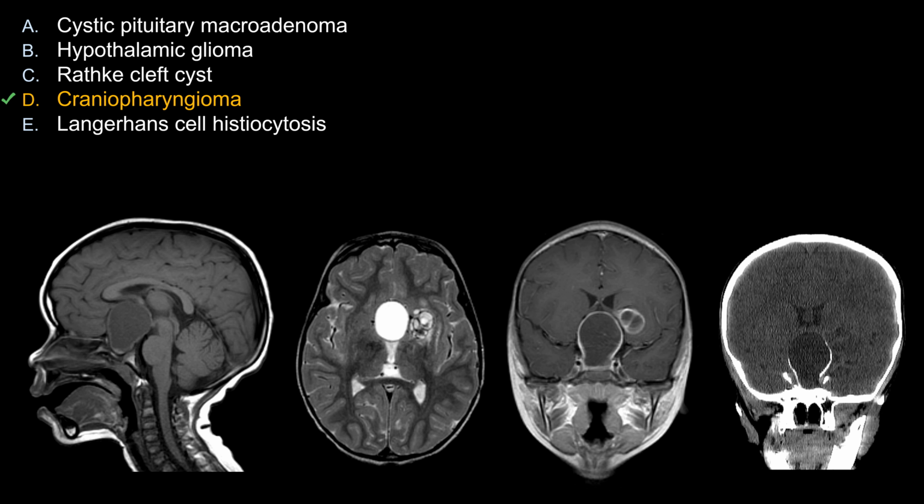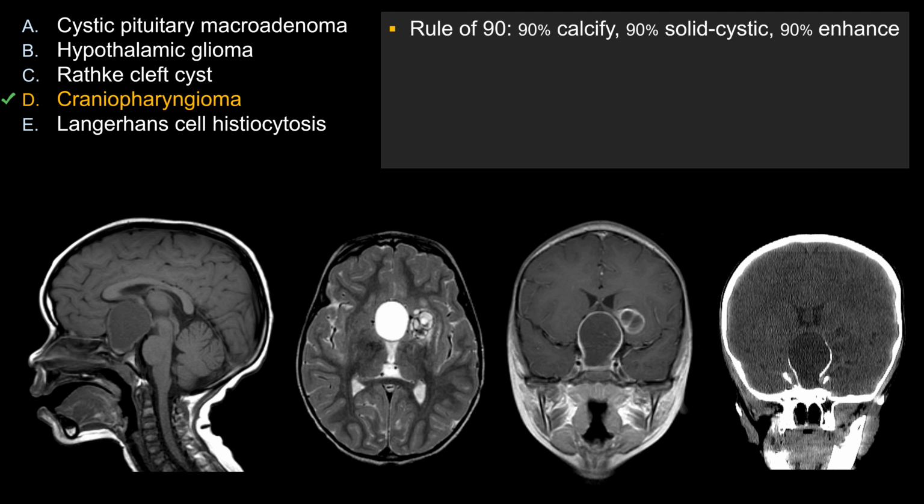Among the answers, the best choice here is going to be D, craniopharyngioma. So for craniopharyngioma, the thing you can remember is the so-called rule of 90. Remember, 90% of them calcify.